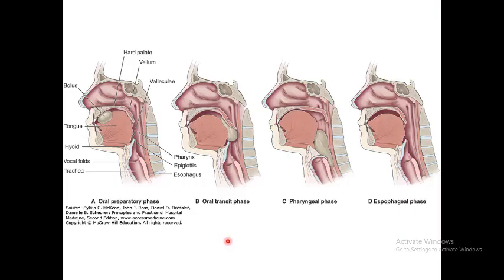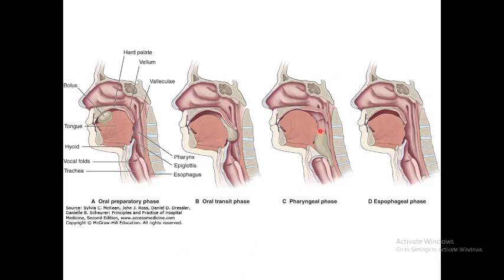About the process of swallowing, we should know that it occurs in three phases. The first phase is called the oral phase, when the bolus of food is pushed backward by the action of the muscles of the tongue. The muscle of the tongue that moves the tongue backward is called styloglossus. So this is called the oral phase.